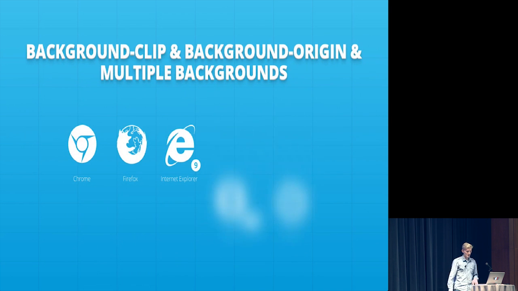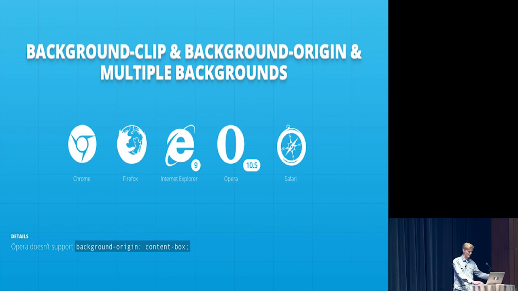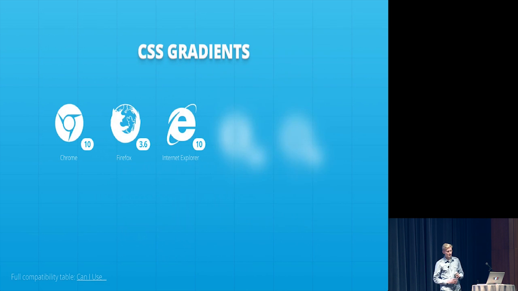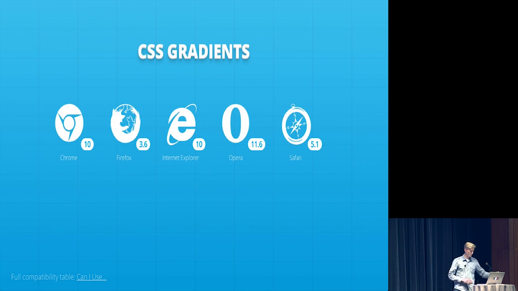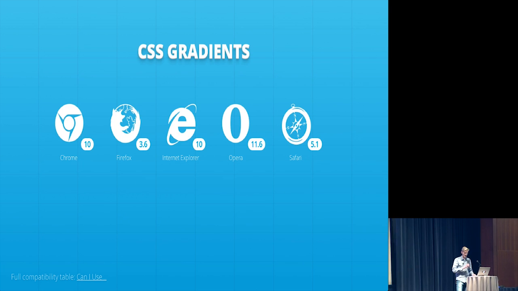And the support for these is, again, pretty good, IE8 being the drag here. And Opera still doesn't support background origin content box. And gradients, well, getting there, pretty good support already. But IE, again, and well, Safari just recently dropped the prefix version, and now they're also supporting the current standard version.